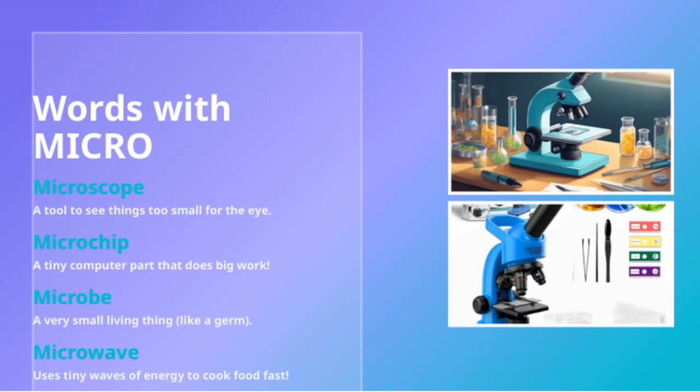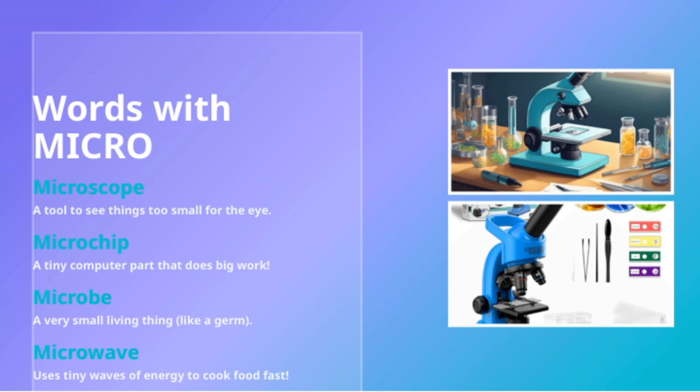Now, let's look at some interesting words that start with micro. First up is microwave. A microwave uses tiny waves of energy to cook food quickly and efficiently. It's a great example of how small things can have a big impact on our daily lives. Next, we have microbe, which refers to a very small living thing, like germs that can cause infections or help us in other ways. These tiny organisms are everywhere and play a huge role in our health and environment.